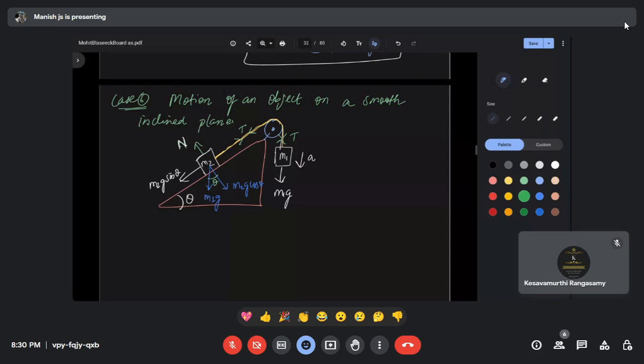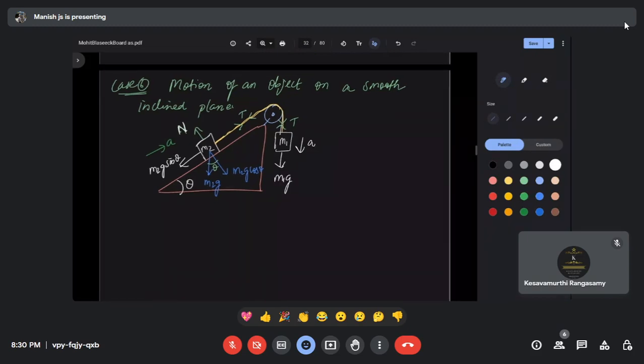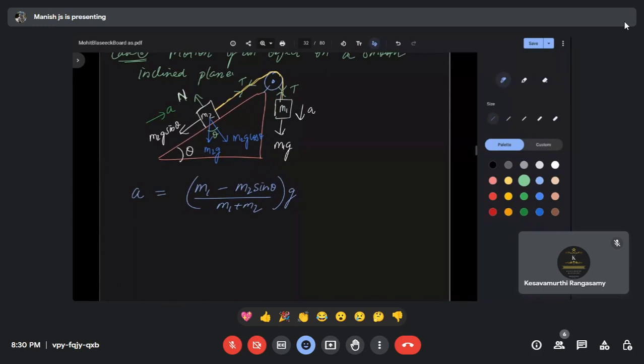So imagine that M2 is moving upwards with an acceleration A, M1 is moving downwards with an acceleration A as shown. If this is the case, then we can write the expression for acceleration as (M1 minus M2 sine theta) upon M1 plus M2, the whole into G. I've taken G as common. So this is what we get, the expression for acceleration.